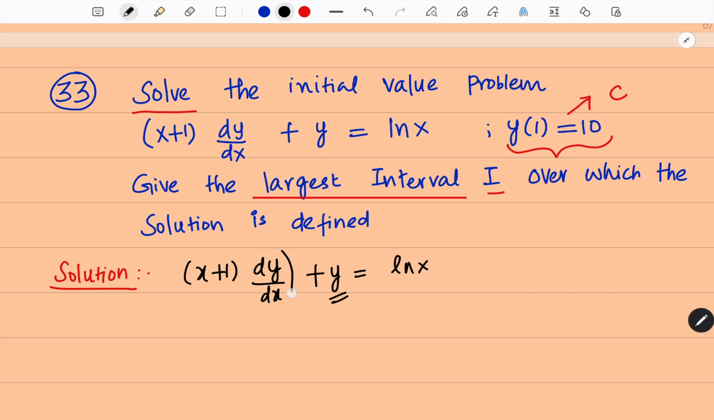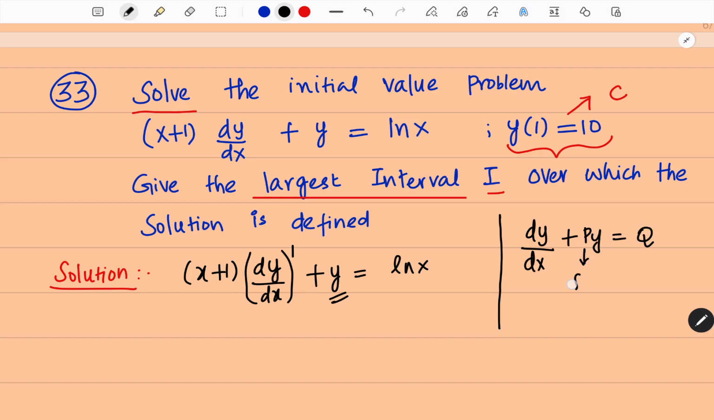And dy by the whole power is what? dy by dx whole power 1. So it is a first order linear differential equation. So we are talking about the first order linear differential equation, which is of the model dy by dx plus py is equal to what? Q.